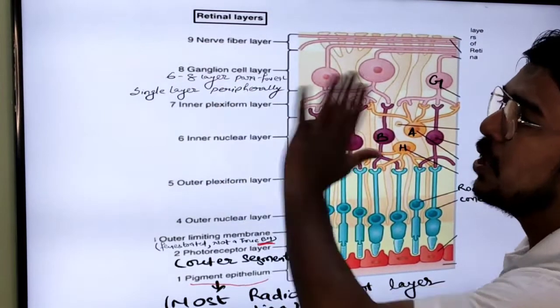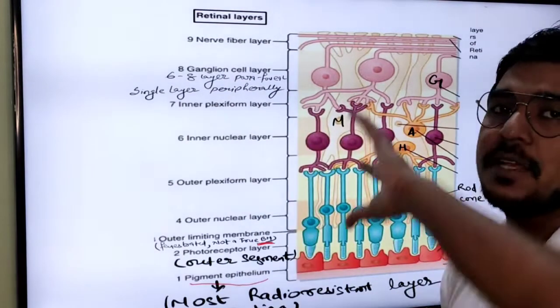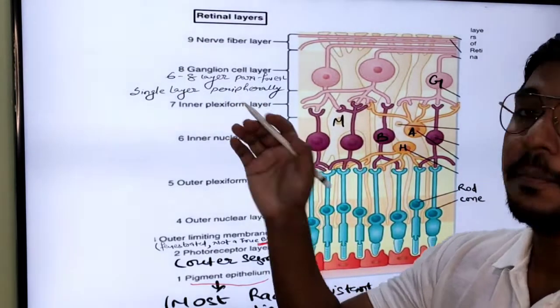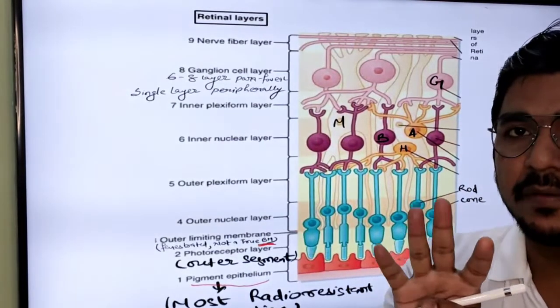Now what is important about the ganglion cell layer that you have to know is that it is single layered peripherally, meaning all around the retina it is single layered. But parafoveally, around the fovea, it is 6 to 8 layers. This is the characteristic of this.